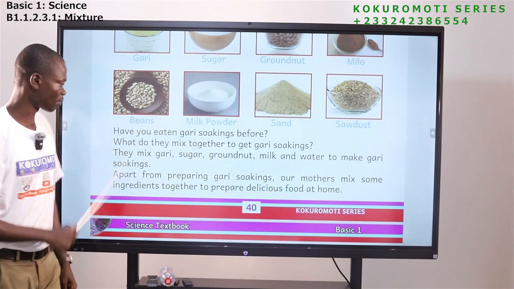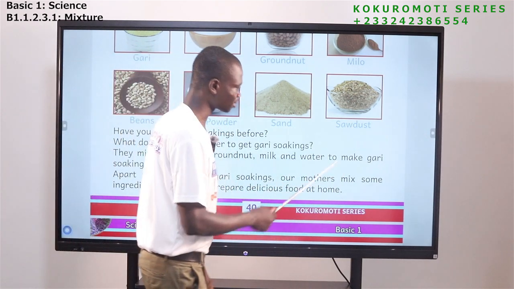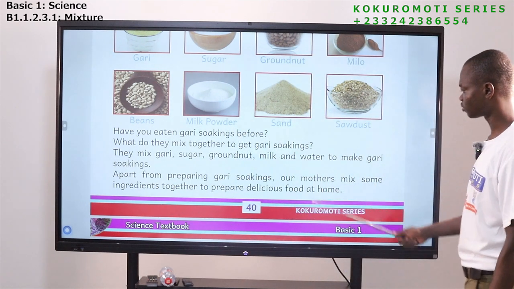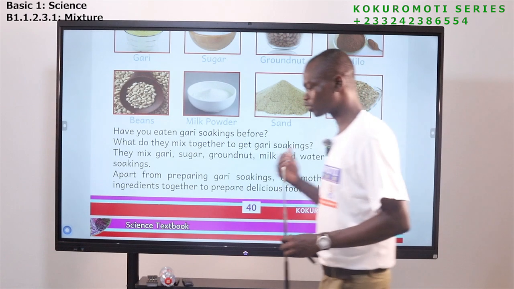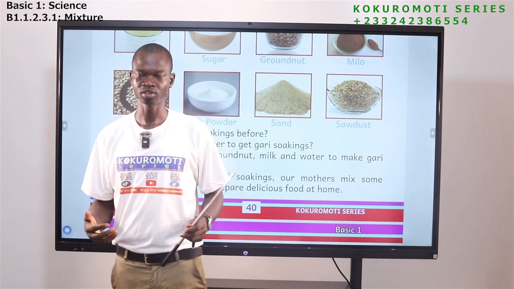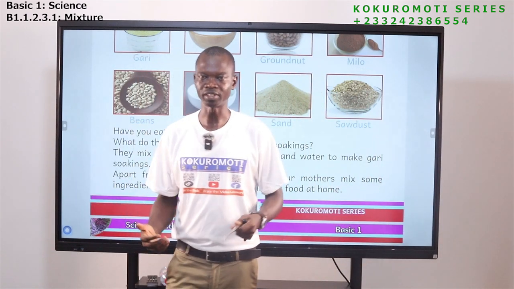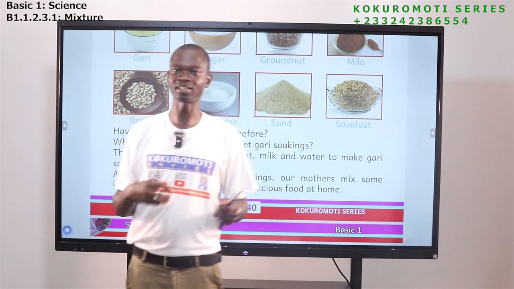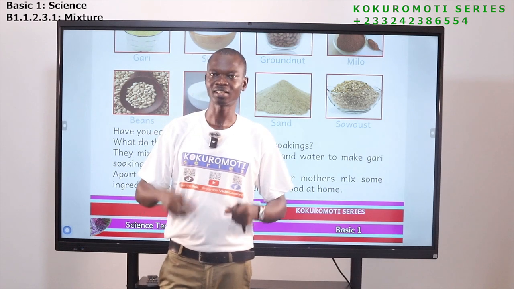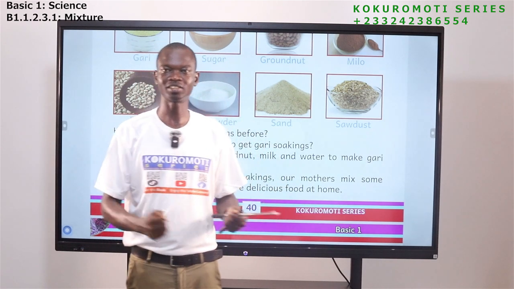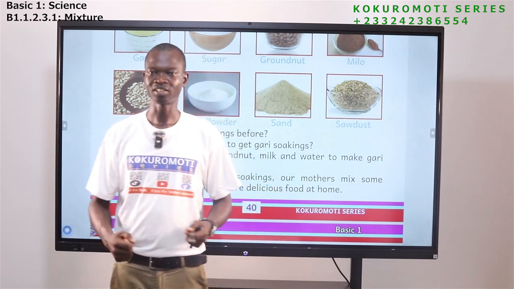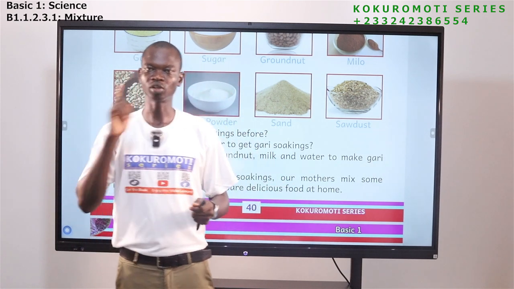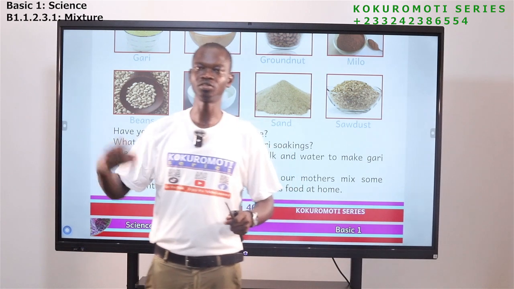Apart from preparing Gari soakings, our mothers mix some ingredients together to prepare delicious food at home. So it is not only Gari soakings that we mix things in the house in the evening when our mothers are preparing food for us. They go and buy so many things, then they put them together, they mix them, and out of that you get delicious food that we eat.